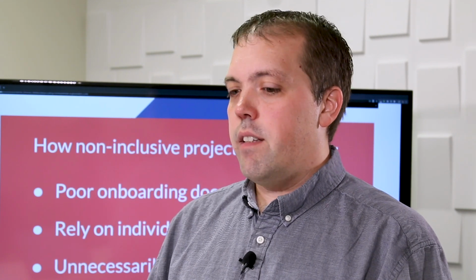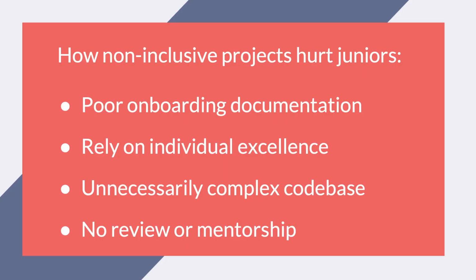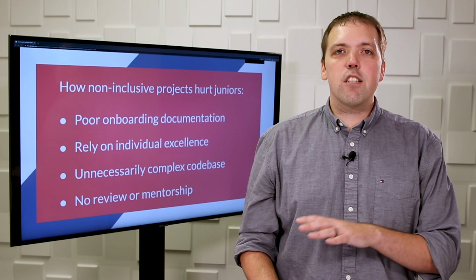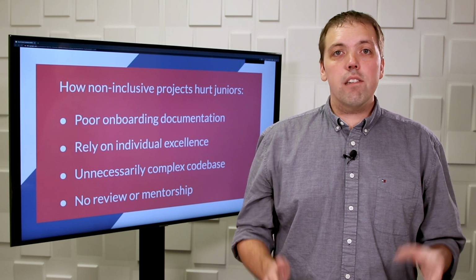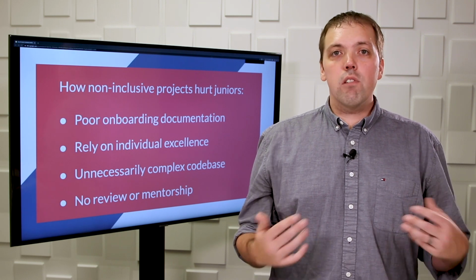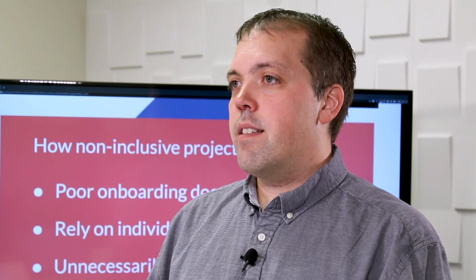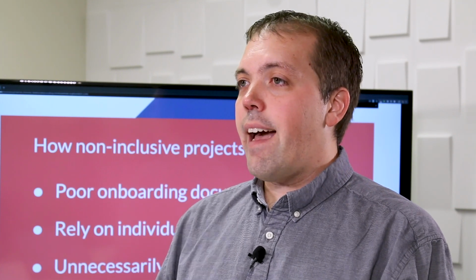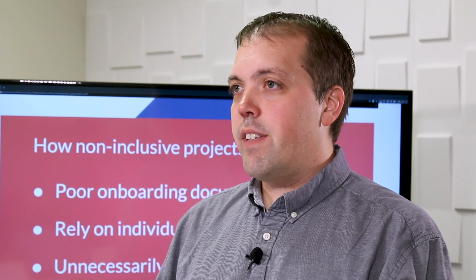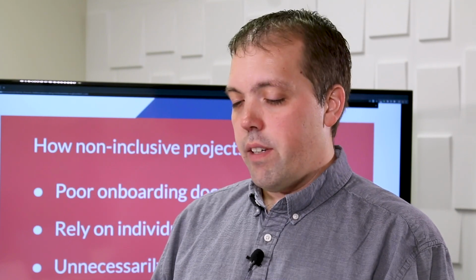So let's look at some examples of why junior developers might fail on these teams. Some teams have poor onboarding documentation. This means that juniors have to ask about absolutely everything. They'd love to answer their own questions and learn and research what it is that they're supposed to be doing. But if that documentation doesn't exist, they only have one option, and that's to ask. This starts annoying your senior developers, and really everybody feels left out.